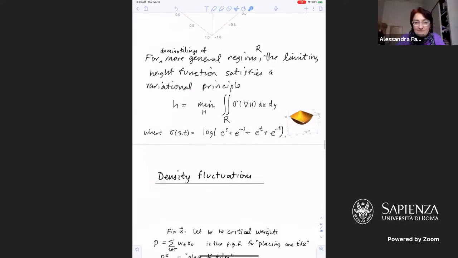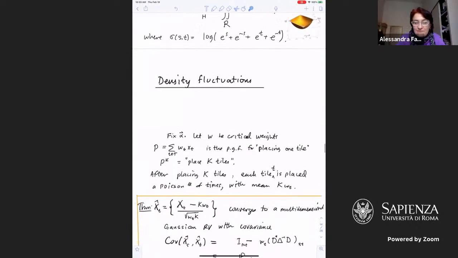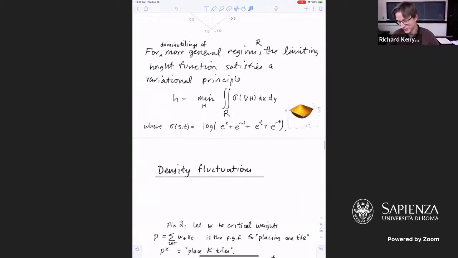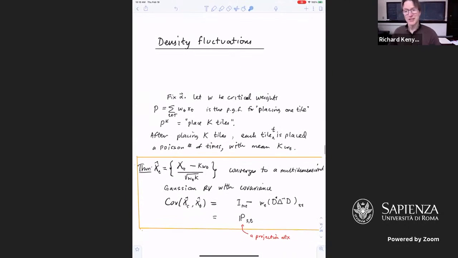Does that help? Let me go on, because I didn't really want to talk too much about the surface tension. I want to get to the more immediate, let's say, applications of this stuff.